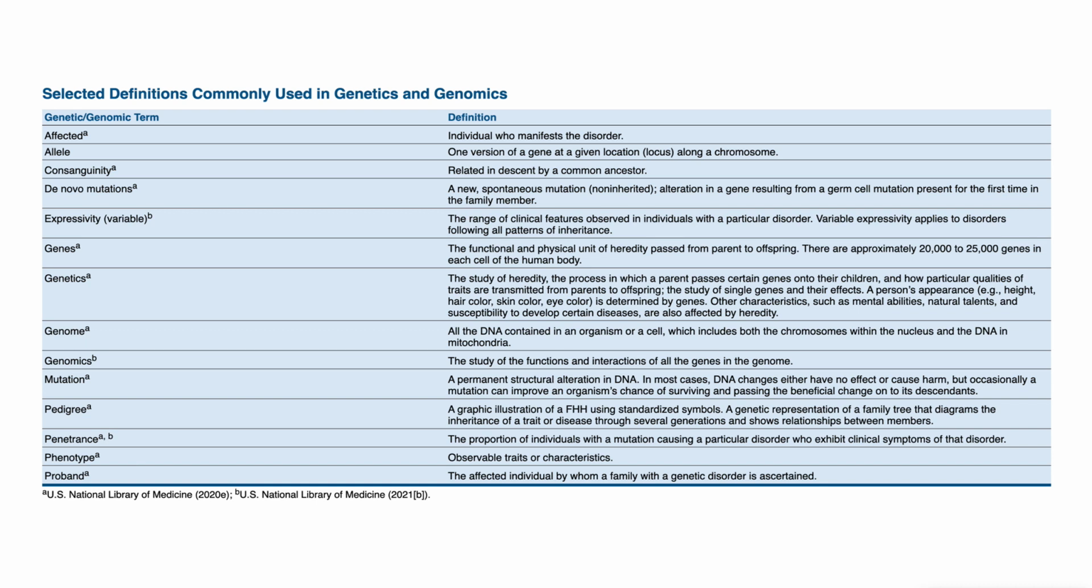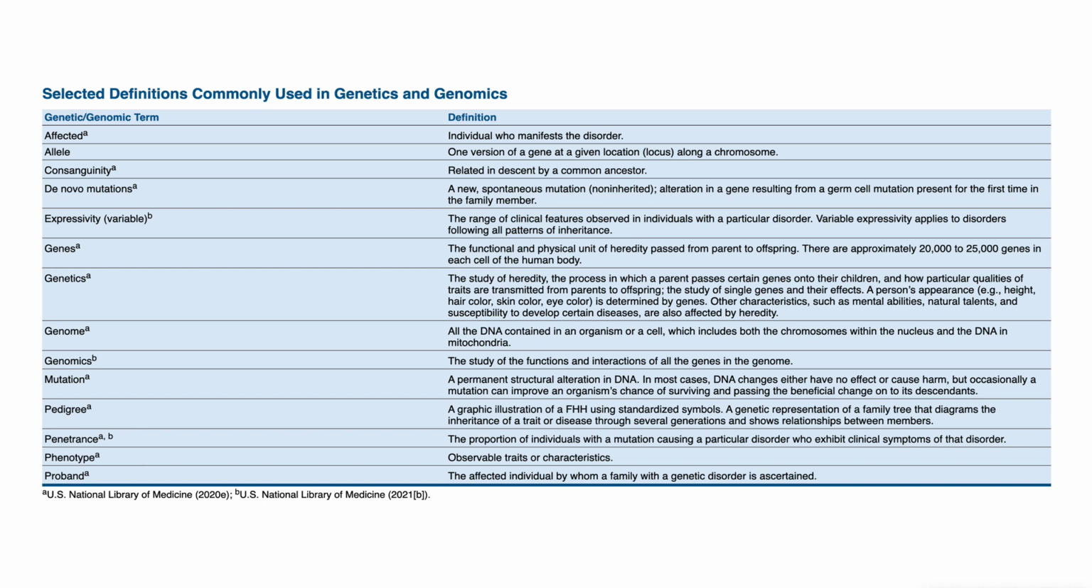The study of single genes and their effects, that's genetics. A person's appearance, such as their weight, their hair color, their skin color, their eye color, are determined by genes. Other characteristics, such as mental abilities, natural talents, and susceptibility to develop certain diseases, can also be affected by heredity.